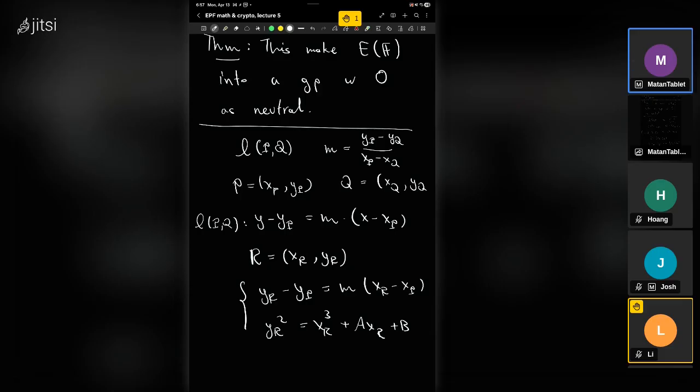Yes, question. Yes. Actually, it's a question from a previous part. So we say the characteristic of the field cannot be 2 and 3. I'm wondering why.